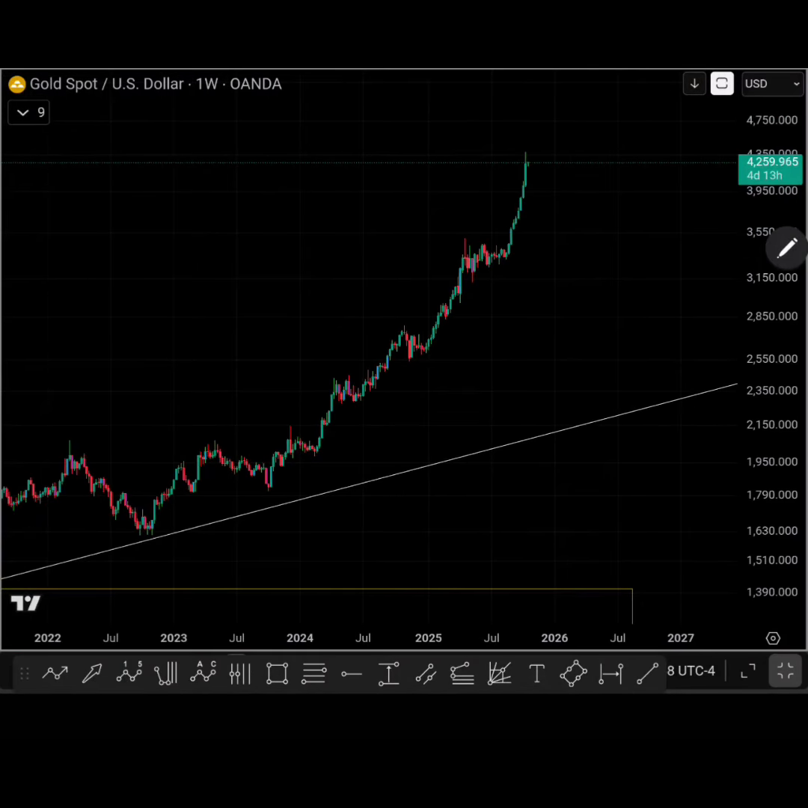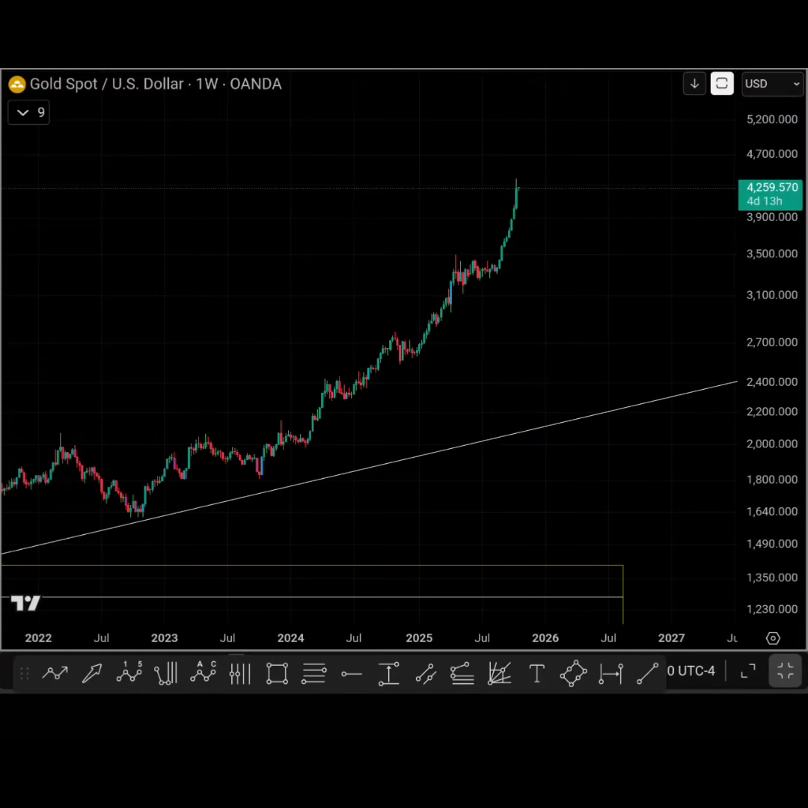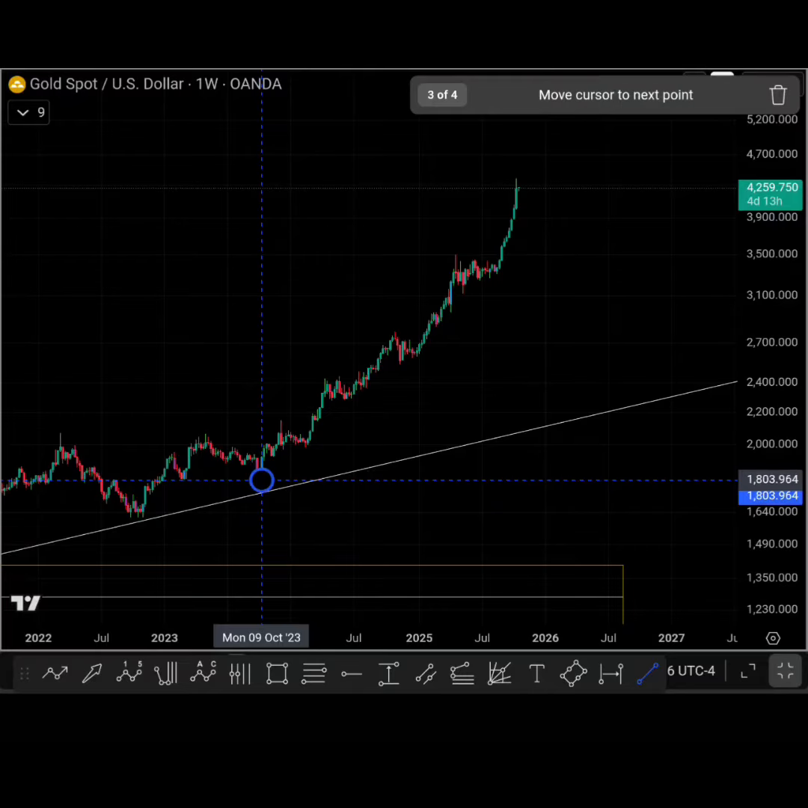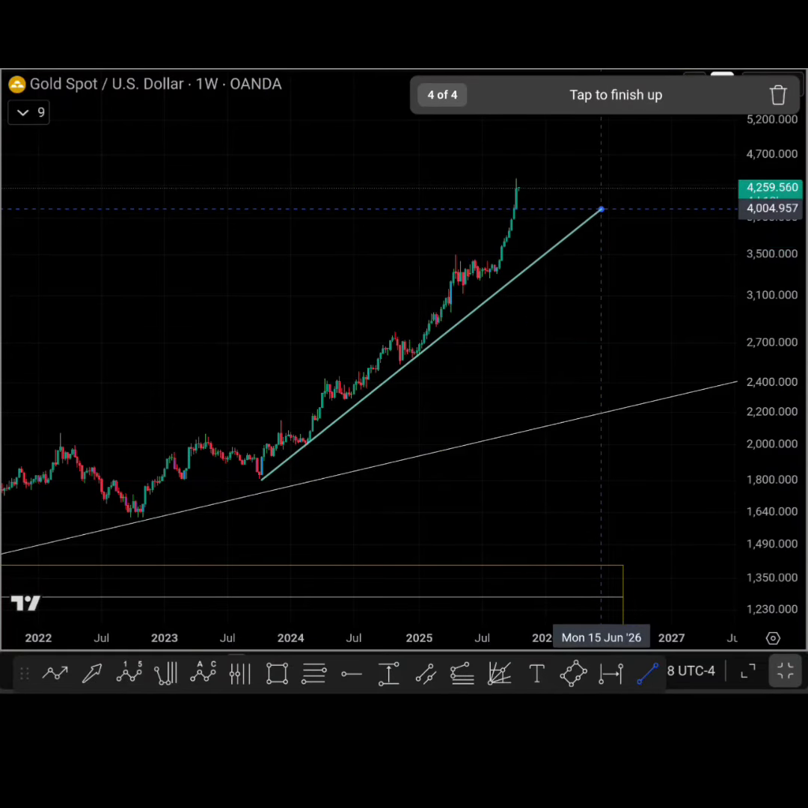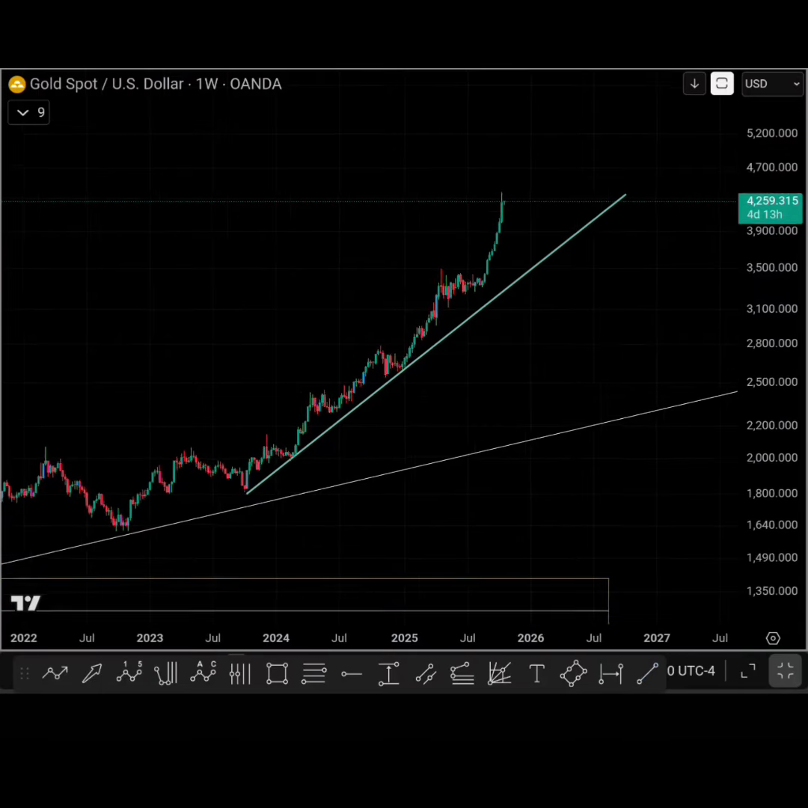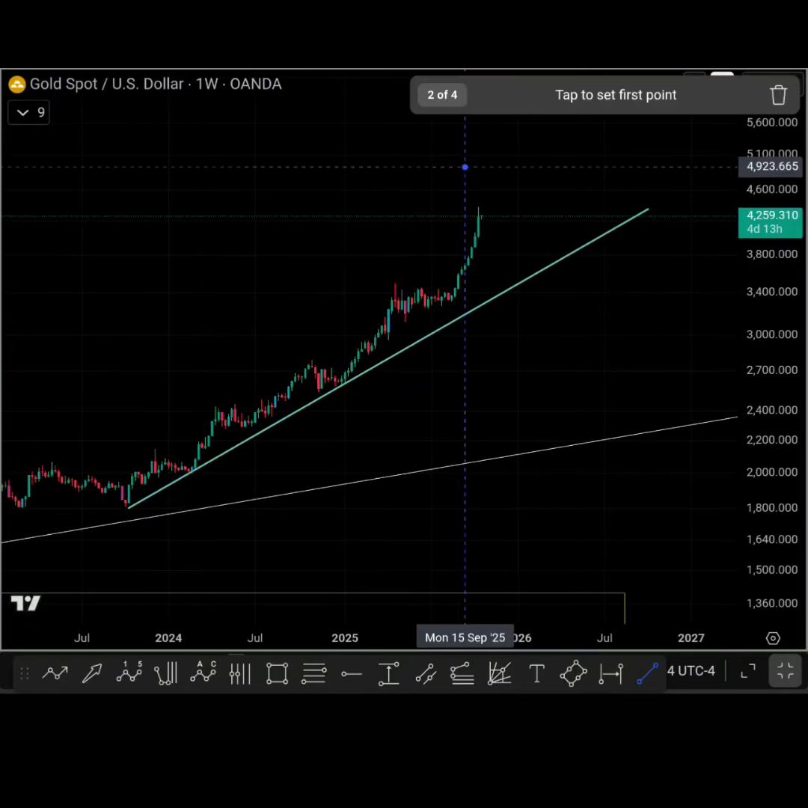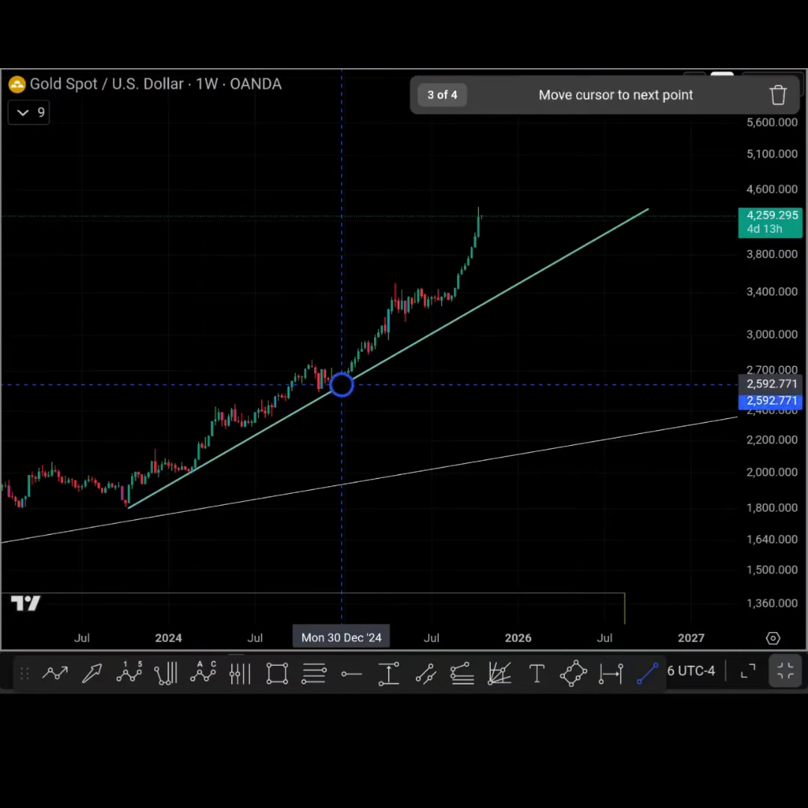So take notes of what happened in the past, because these patterns repeat constantly. Just draw a trend line from there. We're starting to accelerate to the point where we're not touching trend lines anymore, which gives you higher and higher angles.